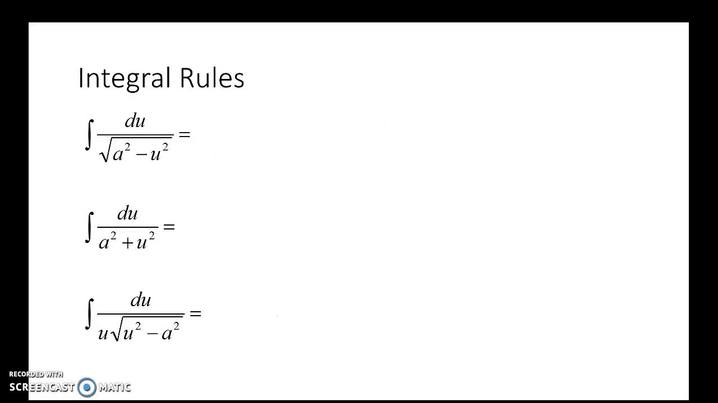Okay, so the antiderivative of du divided by square root of a squared minus u squared. This resembles our derivative rule for arc sine. So this antiderivative is arc sine of u divided by a plus c, where a is any real number, and a would obviously be the square root of a squared. U is our expression in terms of x, and that's equal to the square root of u squared.